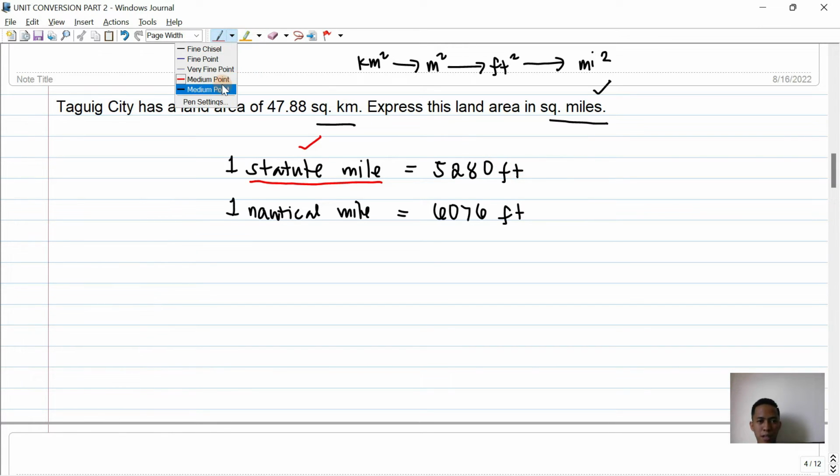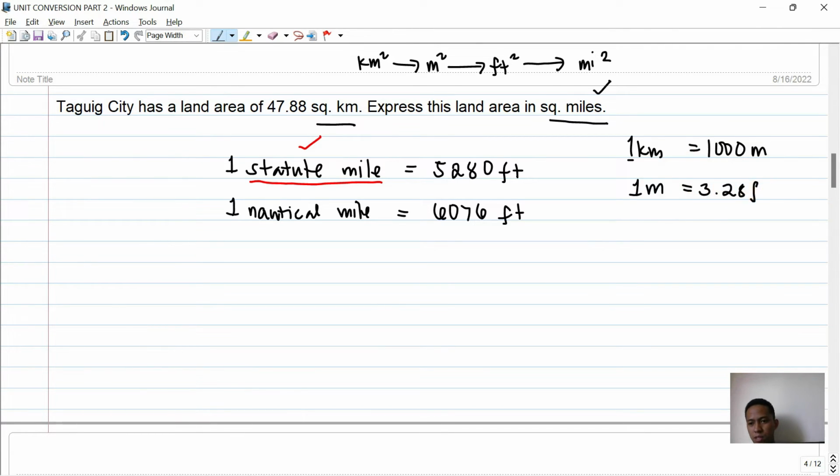Okay, so convert na natin guys. So we have here the conversions, di ba yung kilometers to meters. So that is, 1 kilometer, yung kilo is a prefix for 1,000. So this is 1,000 meters. Okay? So again, yung 1 meter natin, that is 3.28 feet. And then yung 1 statute mile natin or 1 mile is just equivalent to 5,280. We can use that for this.